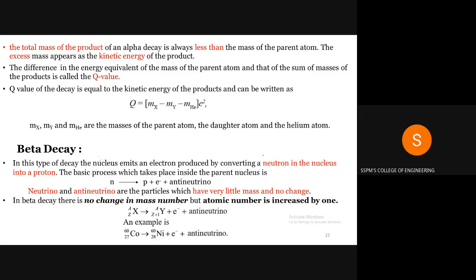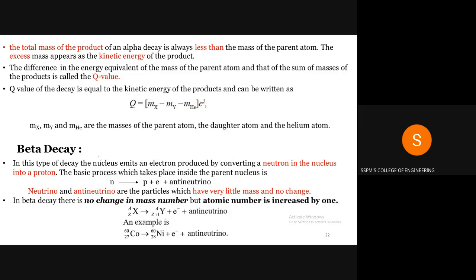म्हणजे एक इलेक्ट्रॉन इथे emit होतो. In this type of decay, the nucleus emits an electron produced by converting a neutron in the nucleus into a proton. आता न्यूट्रॉनला जर प्रोटॉनमध्ये कन्वर्ट करायचं असेल तर आपल्याला आणि एक इलेक्ट्रॉन बाहेर ठेवावा लागतो.